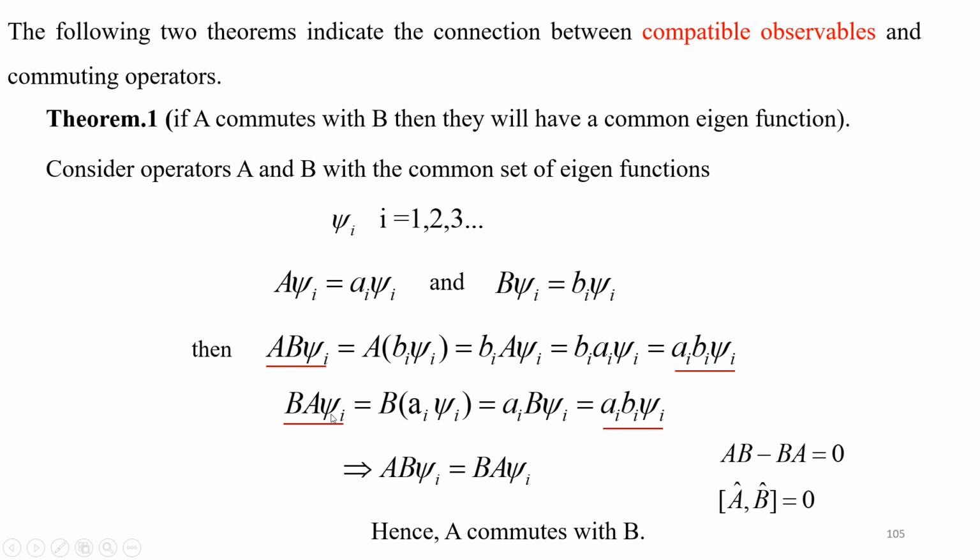Now we'll consider BA psi_i. So BA psi_i, keeping B as it is, A operates on psi_i to give us small a_i psi_i. a_i is the eigenvalue, you pull it out. So a_i B psi_i. And B operator operates on psi_i to give us b_i psi_i. So this time we have a_i b_i psi_i. And look at the extreme left hand side, AB psi_i, which is equal to BA psi_i. We know that they commute with each other. So AB psi_i is equal to a_i b_i psi_i, and BA psi_i also is equal to a_i b_i psi_i. So we can say that AB psi_i is equal to BA psi_i. So it implies that AB minus BA equals 0, the commutator [A, B] equals 0. So A commutes with B.